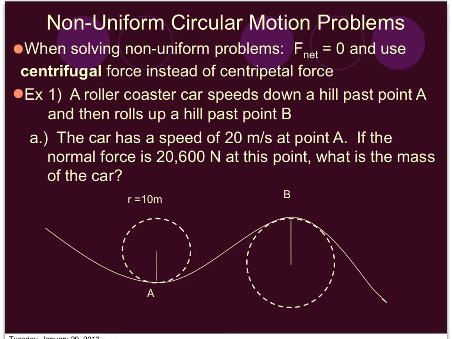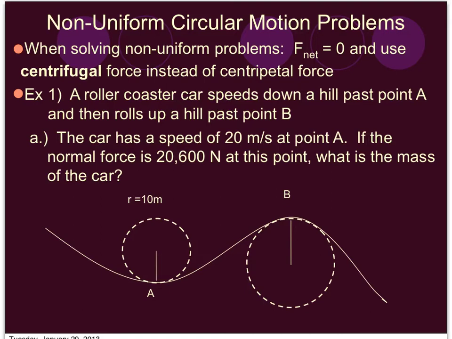The car has a speed of 20 meters per second at point A. And the normal force acting on the car at that point is 20,600 newtons. And we need to solve for the mass of the car. Now notice when you're dealing with non-uniform circular motion that you can draw in this imaginary circle to help you label your centripetal and your centrifugal forces.